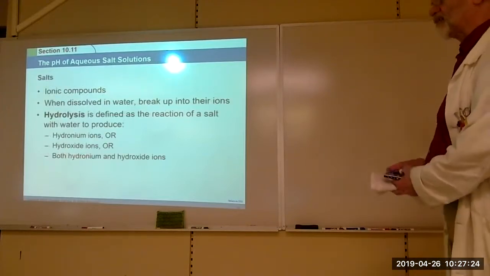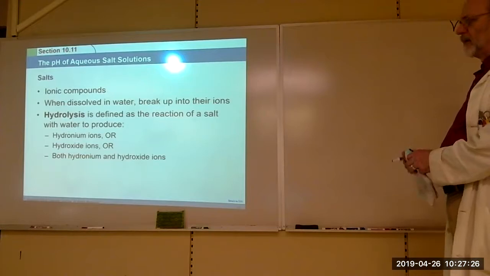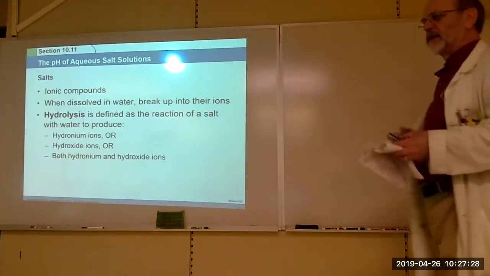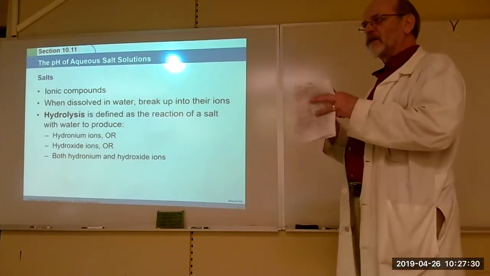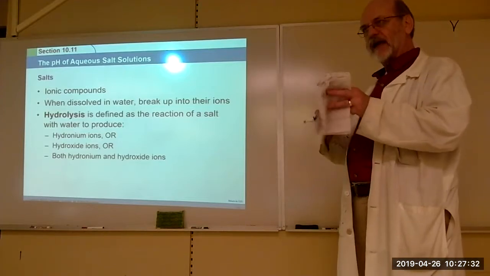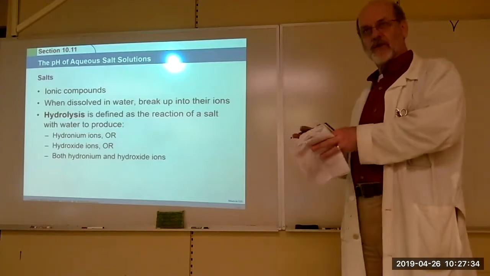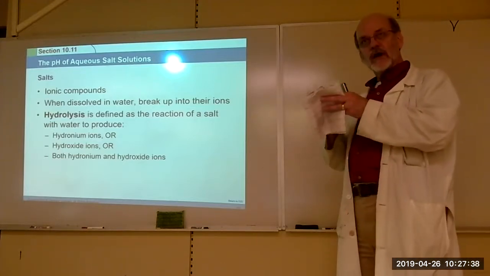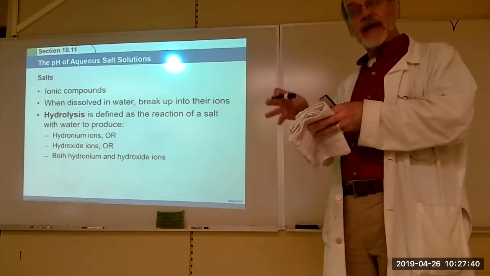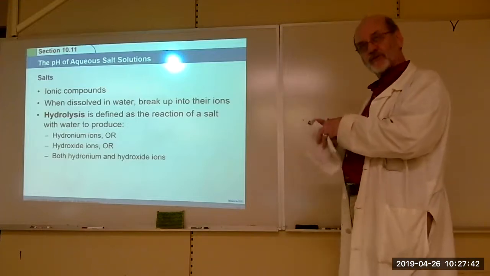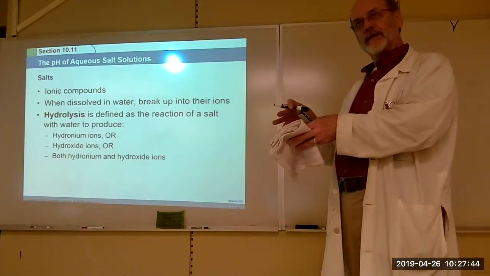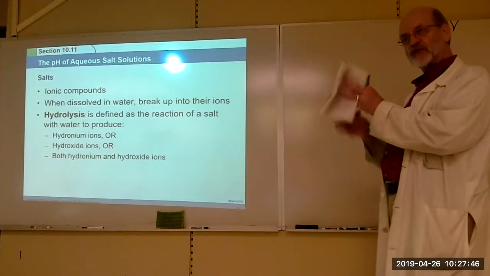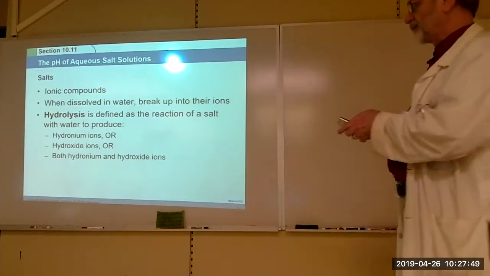Now salts. What happens to salts when we put them in water? The best way to think about this is to consider, where did each of the ions, the cation and the anion from the salt, where did they come from? What would their acid source be for the anion? What would the base source be for the cation? And then look at how those behave in water. Okay?